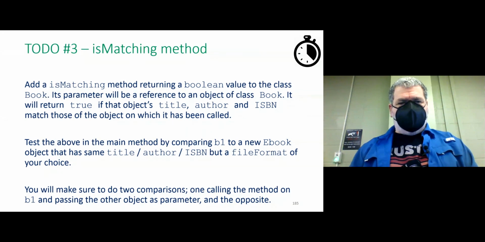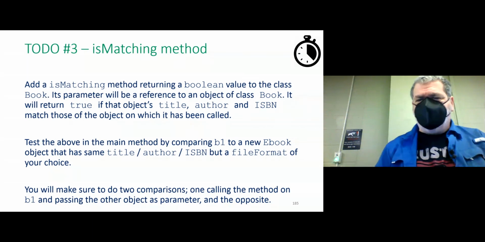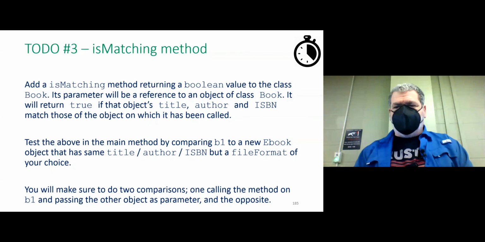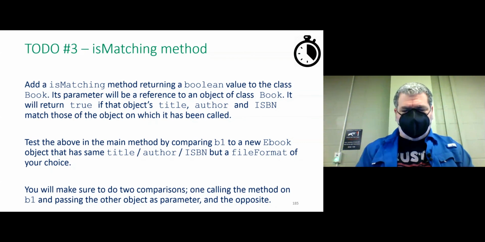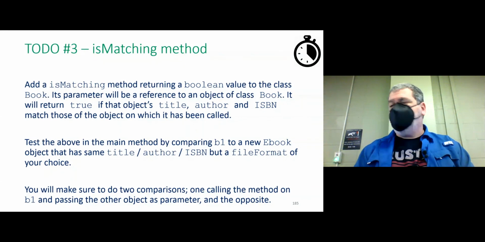I'm going to say this is an ebook B4, new ebook, and I'm going to use exactly the same author, the same title, the same ISBN, and I'm going to say that it's an ebook, so it needs a file format. I'm going to say this is PDF.